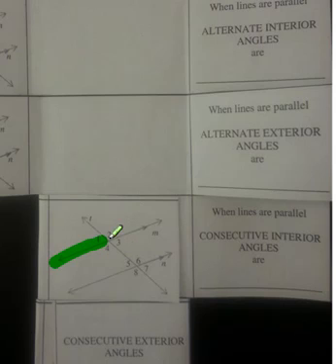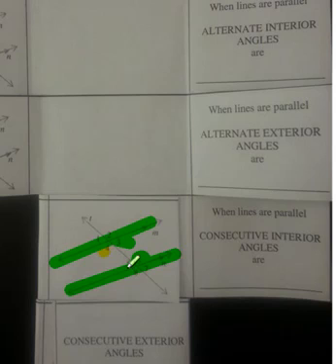Let's talk about consecutive interior angles or same side angles. So same side interior angles are in between these two lines and they're on the same side of the transversal. So you have angle 3 and angle 6, and you also have angle 4 and angle 5. And the different property about consecutive interior angles is that when the lines are parallel, consecutive interior angles are supplementary.